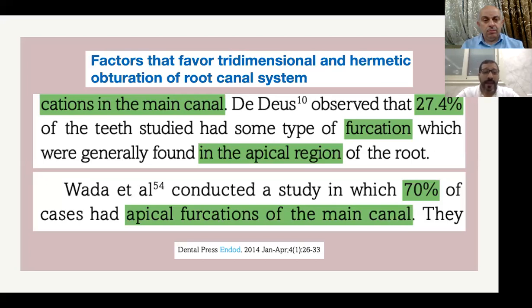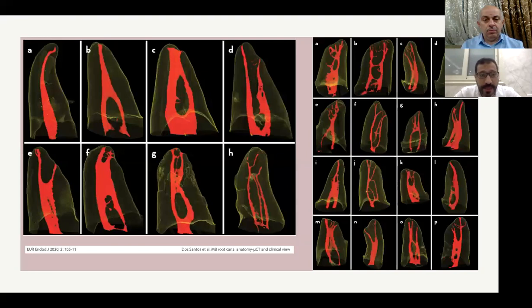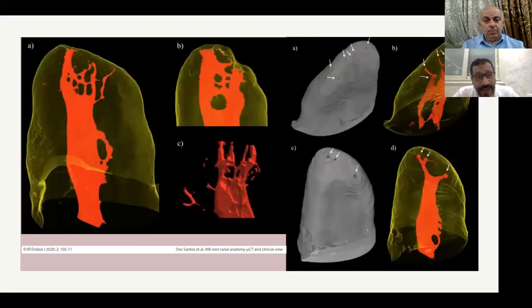As we see, one of my colleagues from Brazil did a study using micro-CT. Here are different variations at the apical third of the root canals. We found type 1, type 2, Vertucci type 3, and type 4, and we have others too. In the next slide, we have a complicated apical delta system. So we need to imagine together how we can deal with such complications.